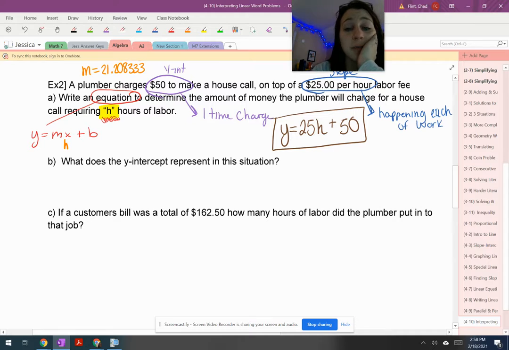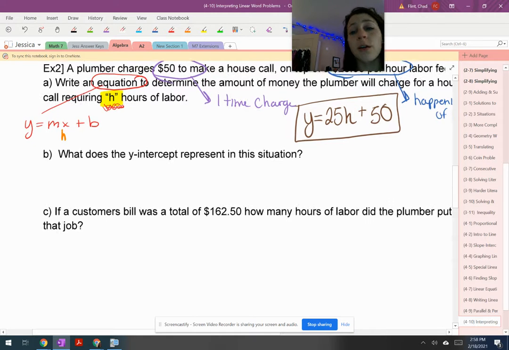So in this situation, we've kind of already answered this part B here. What does the y-intercept represent? Well, we said that y-intercept represents the one-time charge or the one-time fee for the plumber to come to your house to make that house call. So we just got to put that in words.